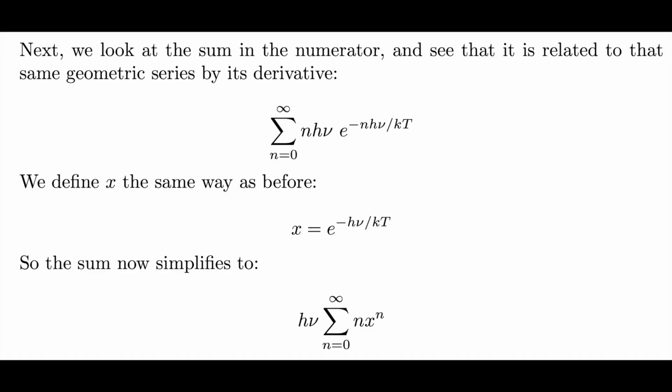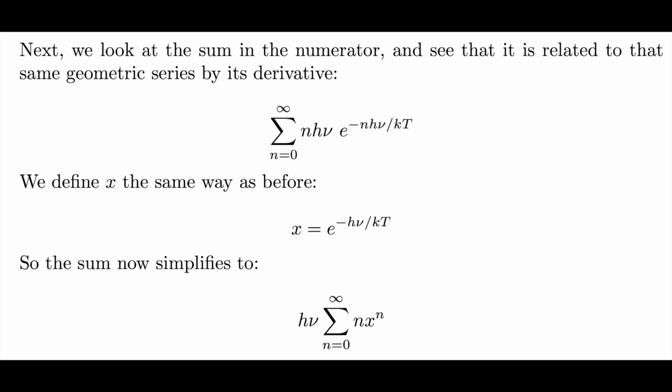Now, if we look at the numerator and we think of this same definition of x and this same geometric series, how is that related to the numerator? Well, our sum now, instead of just being the sum over x to the n, now we also have h nu n times x to the n. So it's a little different, but h nu is a constant, so we can always factor that out of a sum. So that comes outside the sum. And now we've got n times x to the n.